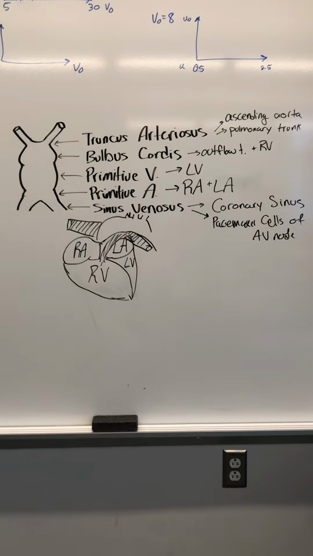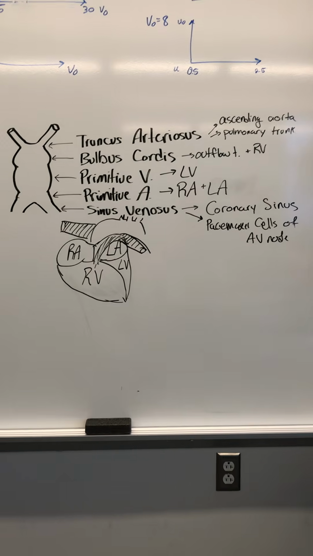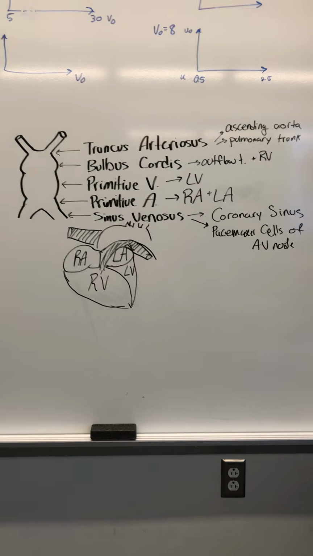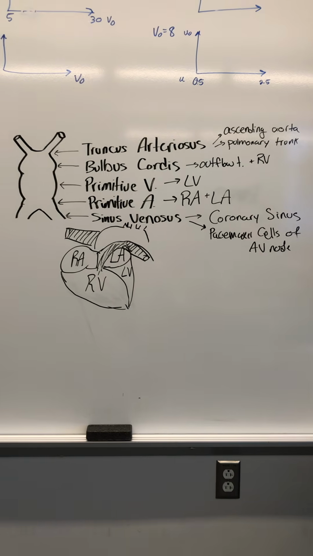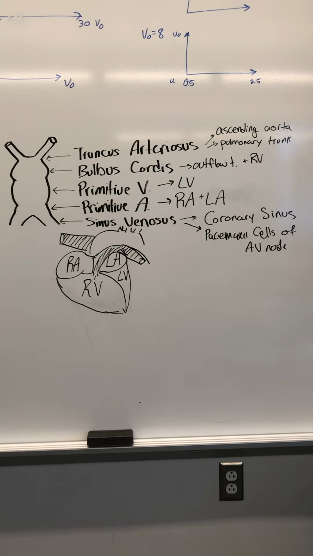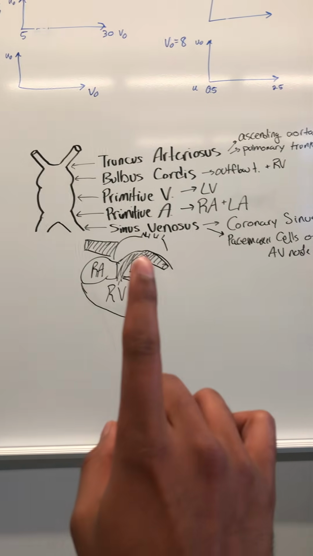Hello guys, we're gonna quickly go over cardiac embryology in about 60 seconds. So initially you have two endocardial tubes, and those two tubes fuse to form your heart tube. And your heart tube is broken up into 5 parts.